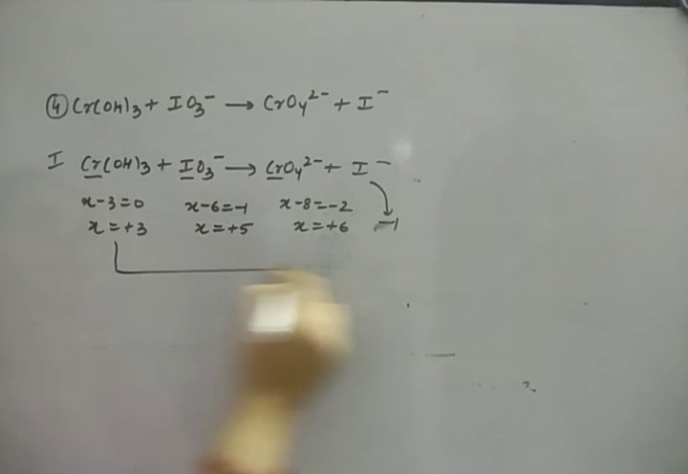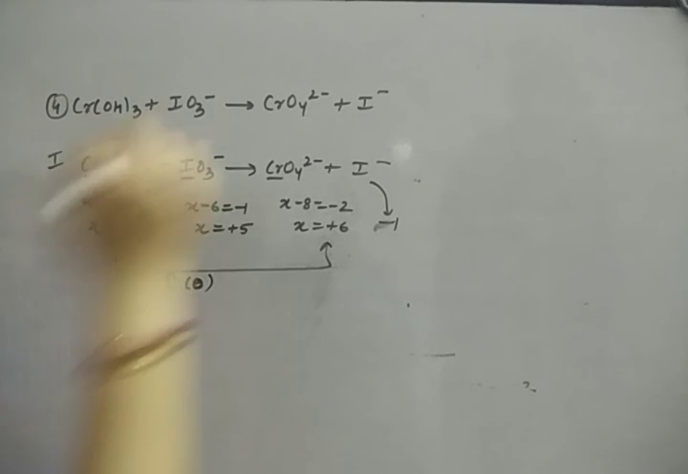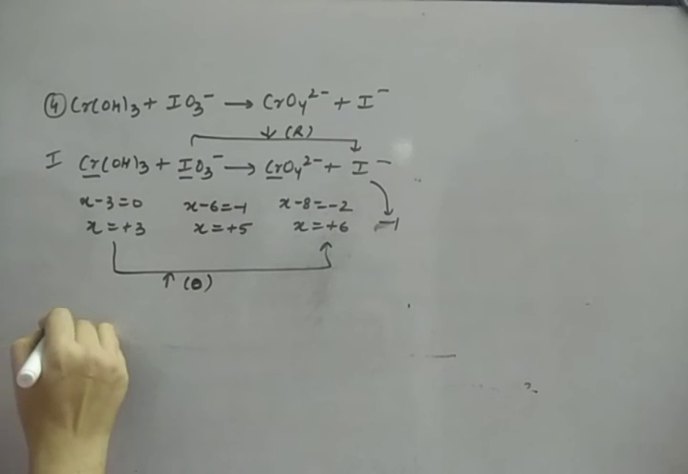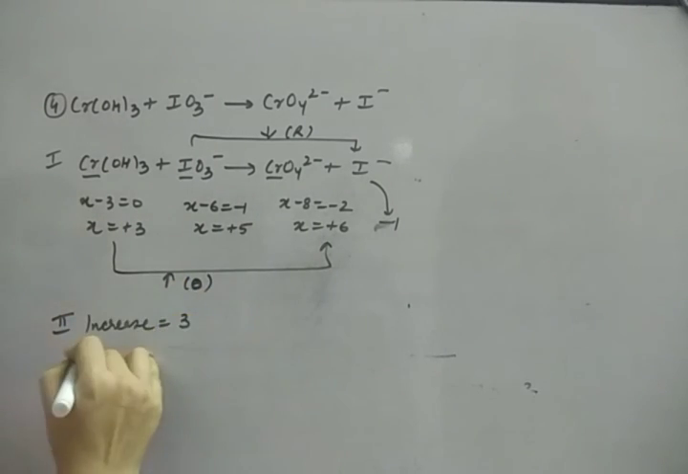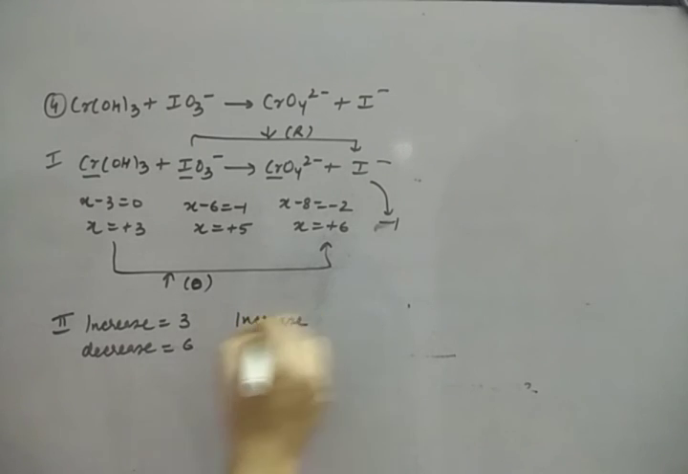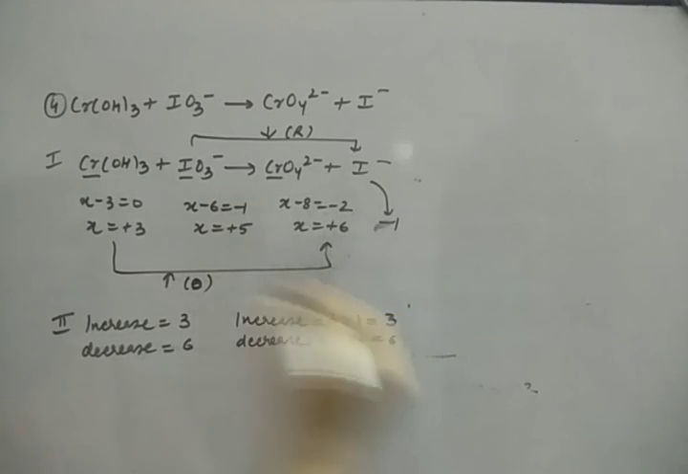Now plus 3 to plus 6, the increase is 3, that is oxidation, and plus 5 to minus 1 is a decrease, so it is reduction. So how much increase is there, we'll calculate: 3 to 6, that is 3, and the decrease is 5 to minus 1, that is 6. Now increase and decrease we have to multiply by the number of atoms. So 3 into 1 and 6 into 1. So increase is 3 and decrease is 6, because on the left hand and right hand side the number of atoms are 1, 1, 1 and 1.